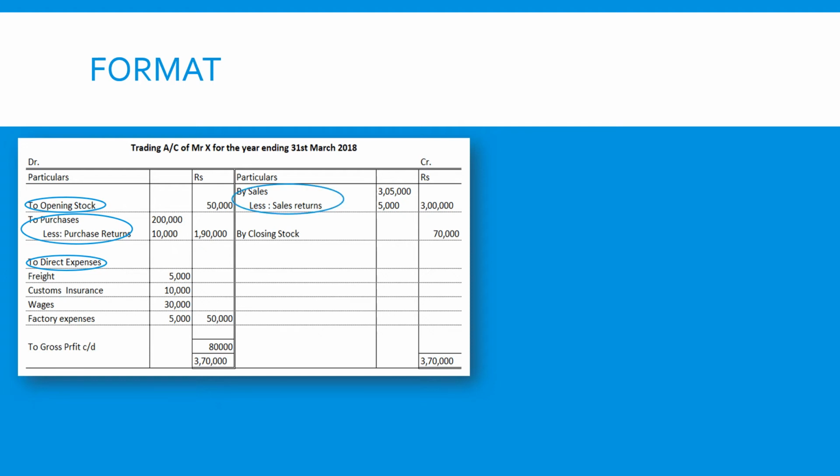Now what are the items that we consider on the credit side of the trading account? On your credit side, we take the sales, the total sales. No matter whether it is a cash sale or credit sale, it will be the total sales that we would have done.